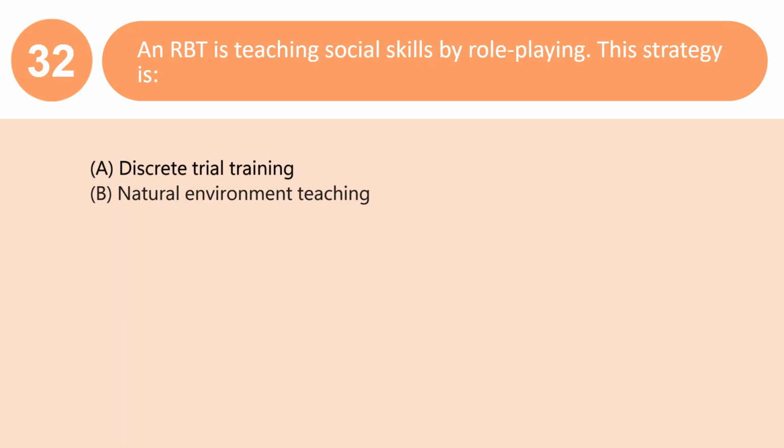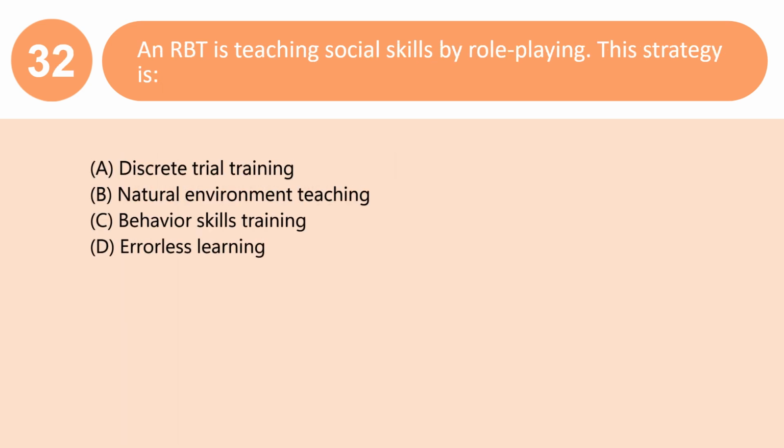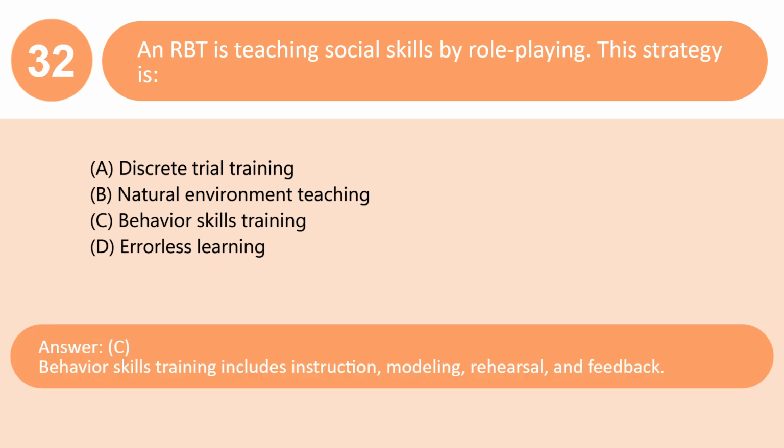An RBT is teaching social skills by role-playing. This strategy is A. Discrete trial training. B. Natural environment teaching. C. Behavior skills training. D. Errorless learning. Answer: C. Behavior skills training includes instruction, modeling, rehearsal, and feedback.